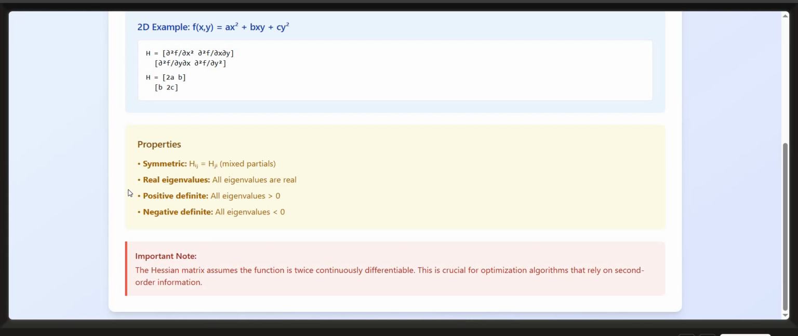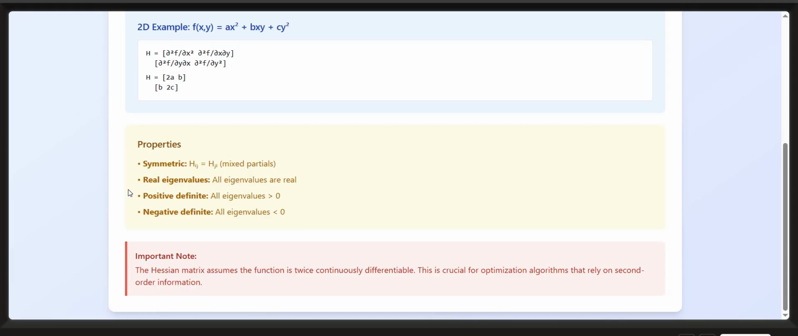And if all the eigenvalues are greater than 0, then the Hessian is called positive definite, and that means we are at a local minimum. If they are all less than 0, that's negative definite, and we are sitting on a local maximum.